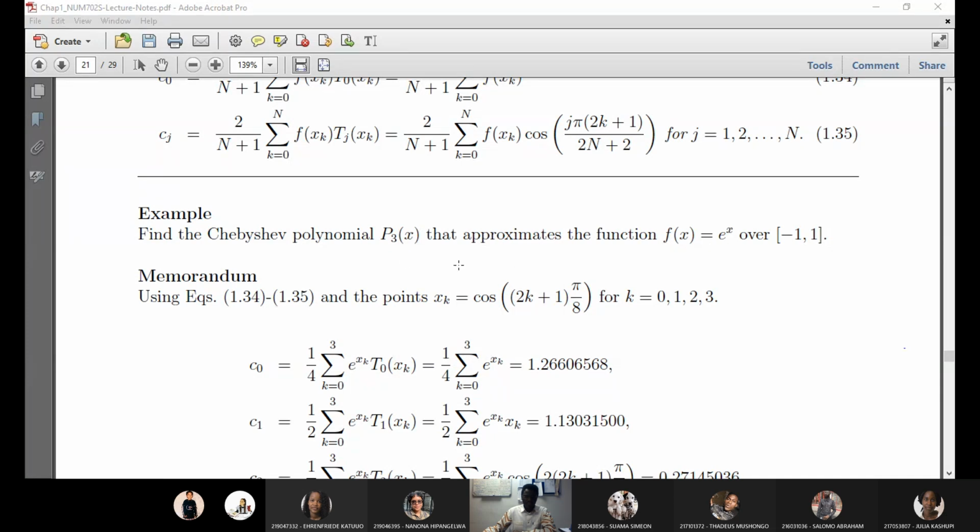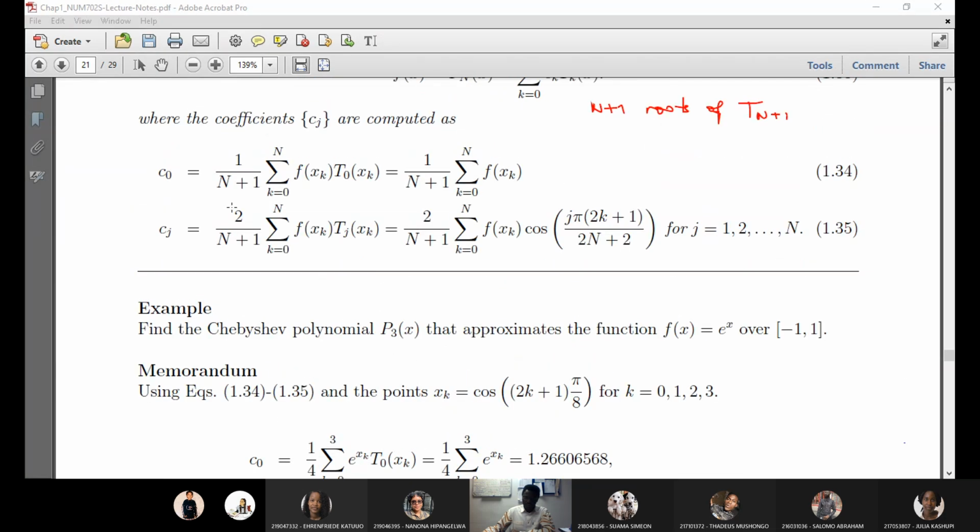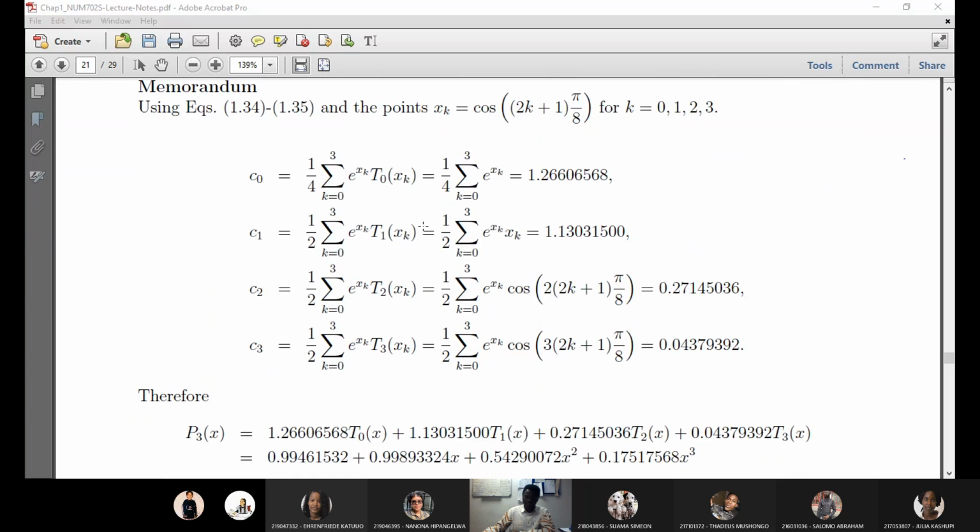So this is our capital N, and we know that if n is equal to 3, the number of roots will be n plus 1, right? So we have a total of 4 roots. N plus 1, that is 3 plus 1 is 4. So the Chebyshev polynomial whose roots will be computed will be the Chebyshev polynomial of degree 4. You can see that there are 1, 2, 3, 4 roots in total. So you use these 4 roots and substitute into the formula, so you get these various values.